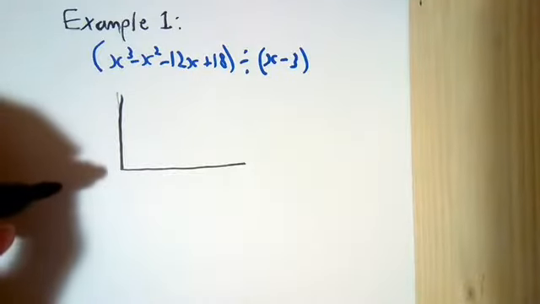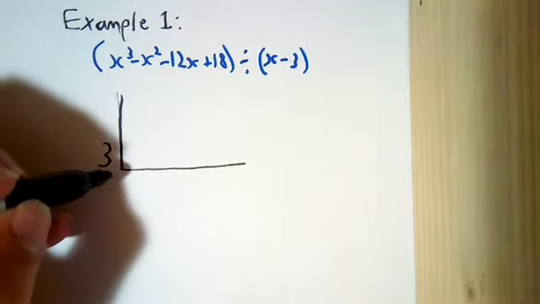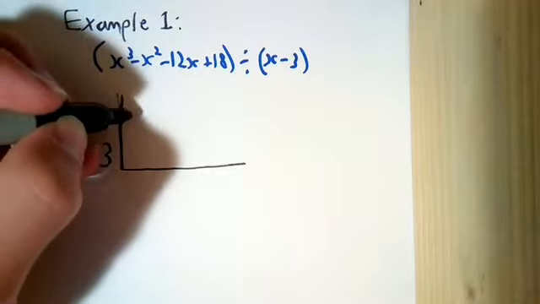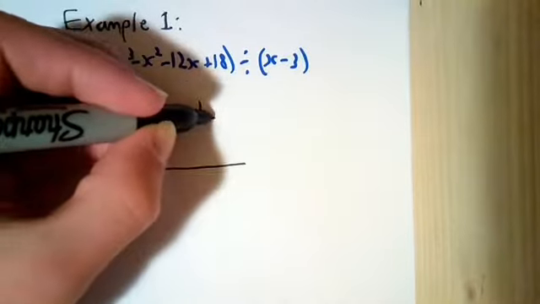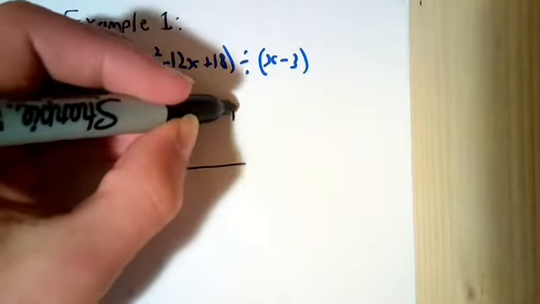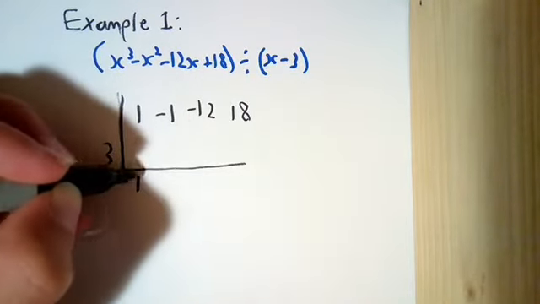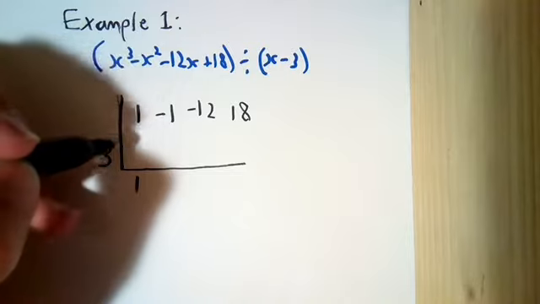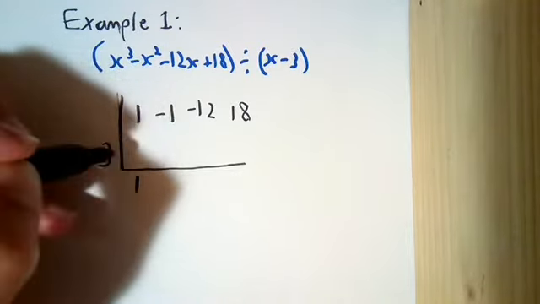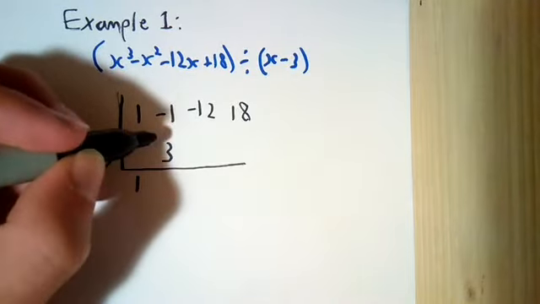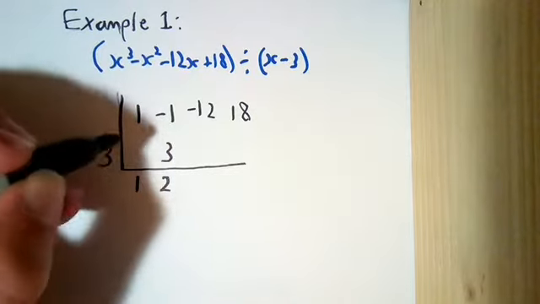In our first example, we're going to be dividing x cubed minus x squared minus 12x plus 18 by x minus 3. So first we flip the sign of the x minus 3, so the 3, and we ignore the first term. And let's write out all the coefficients of the dividend up top. So with the flipped sign 3, what we're going to do is first bring down the first coefficient, which is 1, and then we're going to multiply that by 3 here, and put that underneath the second coefficient of the dividend.